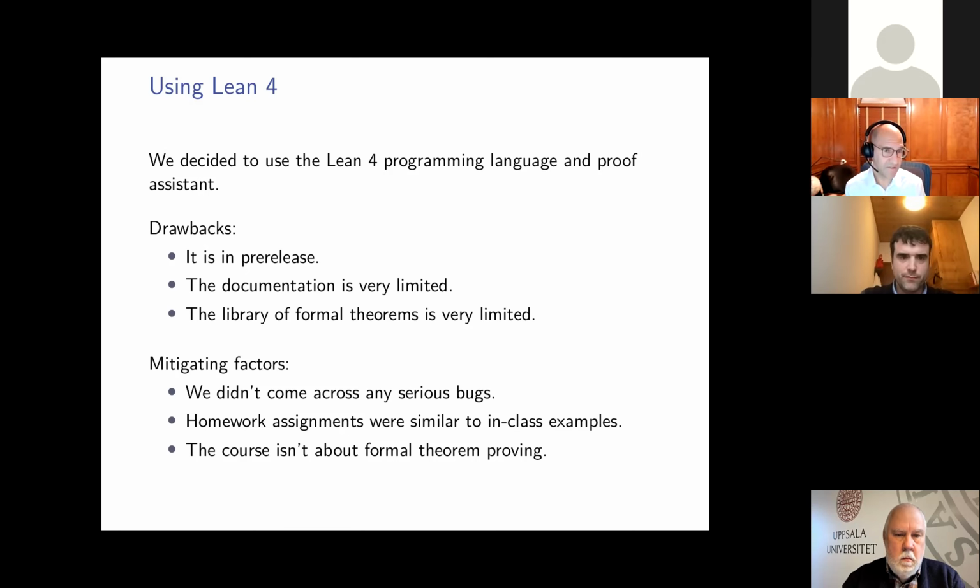As far as the limitation of documentation, the saving grace is that most of the things that we had students do were supported by the examples we showed them in class. We showed them enough code and how to do enough things that whenever they were looking to do something on their own, they could start pretty much by cutting and pasting things that already existed. So that worked out okay. And we really didn't need a big library of formal theorems. The course isn't about formal theorem proving, so we were just using Lean 4 mostly as a programming language.